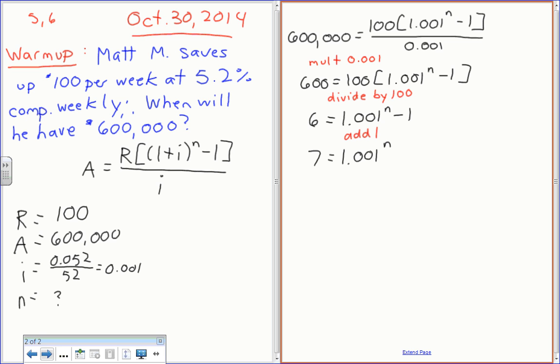All right, Kellen, can you please tell me what to do next? Log 1.001. And log both sides. I do log or ln in this board. Log it. So log of 7 equals log of 1.001 times n. Excellent. Madison, next step here to get n by itself. Log 7 divided by log 1.001. Good.